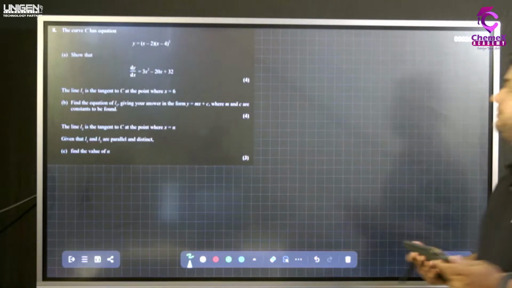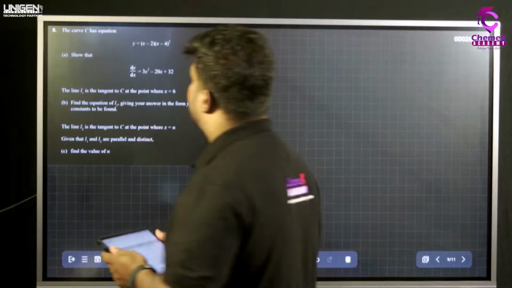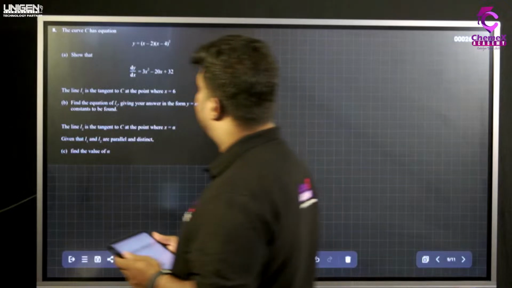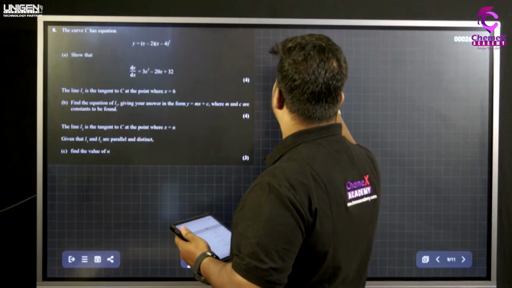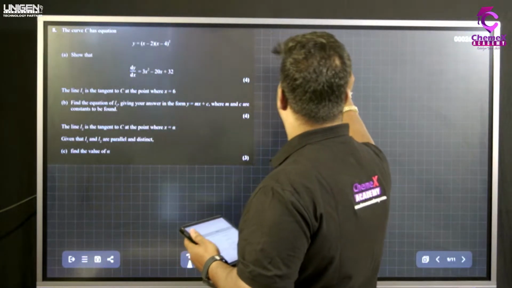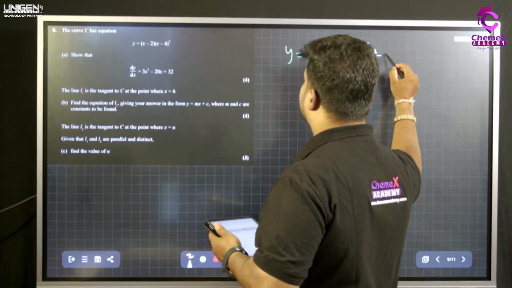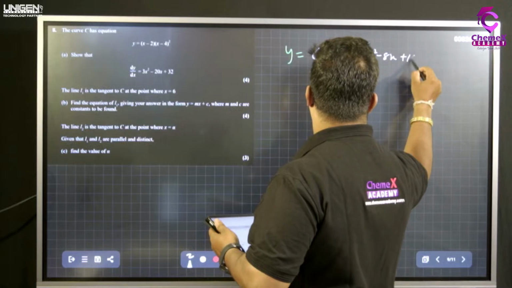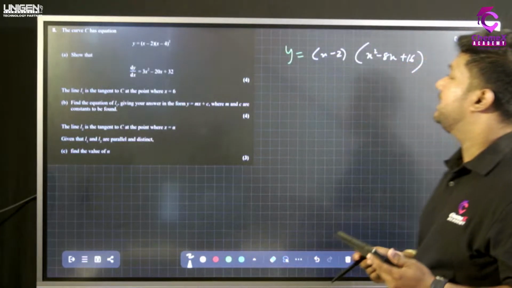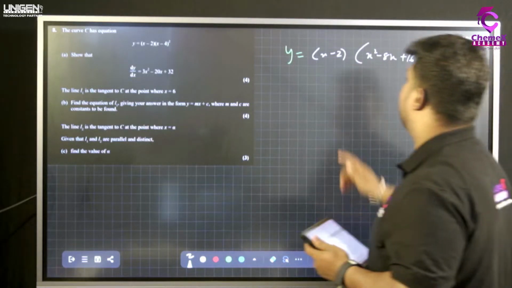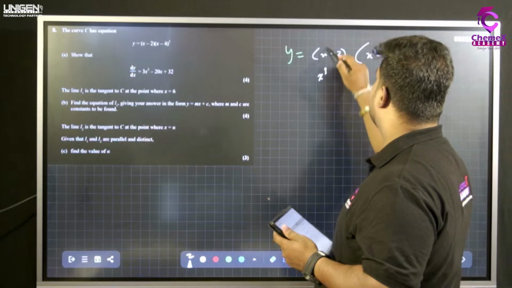Eighth question. The curve C has an equation y equals x minus 2, x minus 4 squared. Show that dy over dx. First thing is you need to what? Expand it. Okay. What I did is I just expanded the x minus 4 squared. So x squared minus 8x plus 16. Then expand using this.